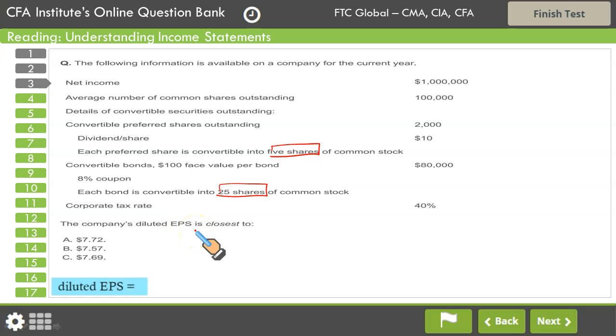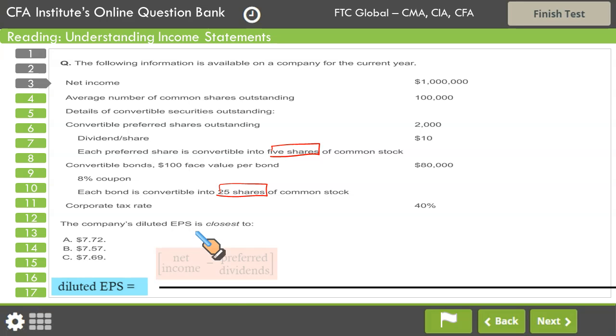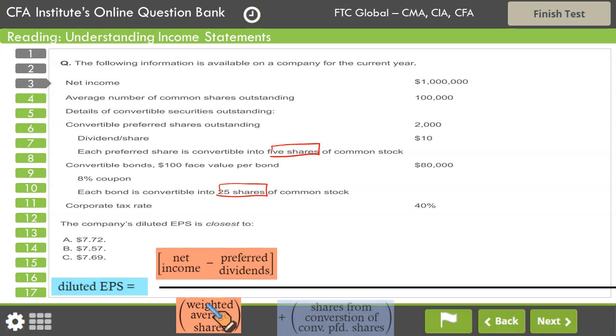Now, this is how we calculate diluted earnings per share. We take our conventional EPS formula, net income minus preferred dividend upon weighted average number of shares. This is what we use to calculate our basic earnings per share. Since we have to calculate the diluted earnings per share, we will have to make some adjustment in the numerator as well as the denominator. In the denominator, you will add shares from conversion of convertible preferred stock.